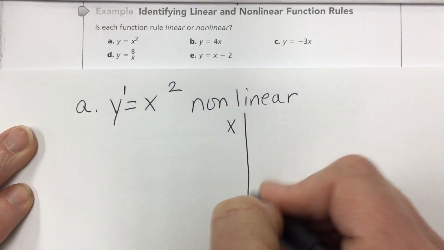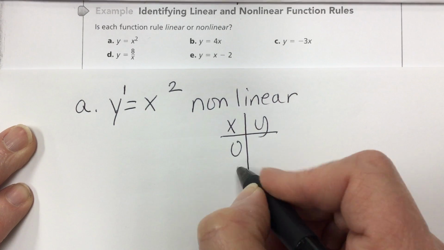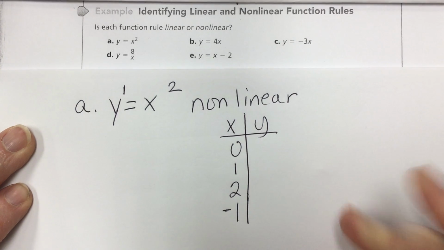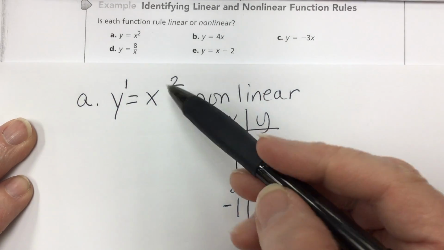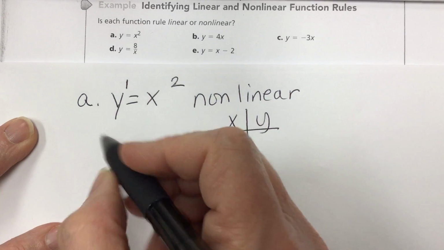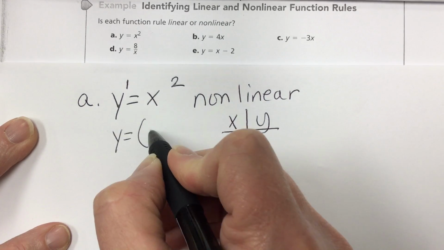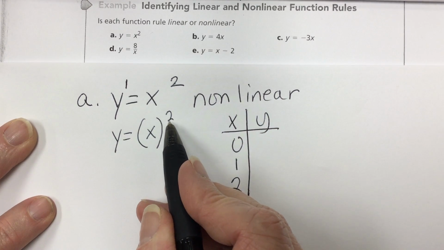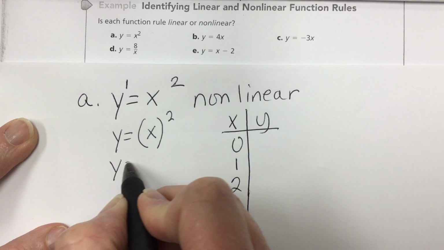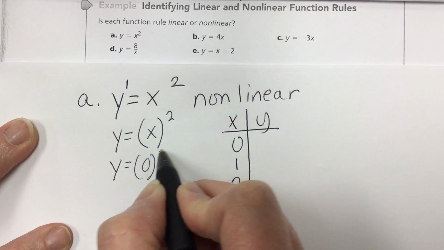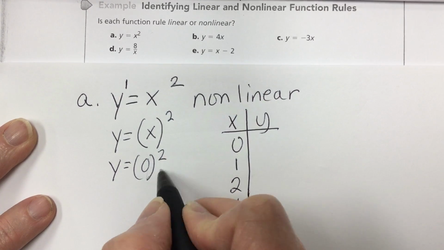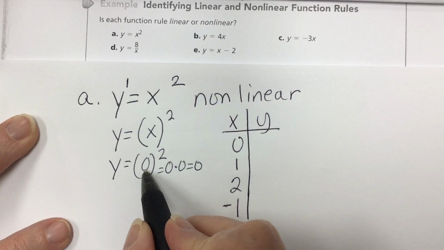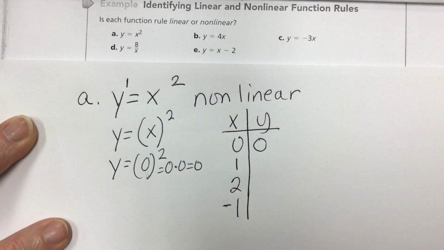I'm going to use a table, and I'm going to pick my values of x. I'm also going to pick a negative number this time. Now, if you have a variable raised to a power, this is the same thing as if we have parentheses around x. So I'm going to write y equals (x) squared. So let's plug in 0. I have y equals 0 squared. Well, 0 squared is 0 times 0, which gives you 0. Therefore, when x is 0, y is 0.